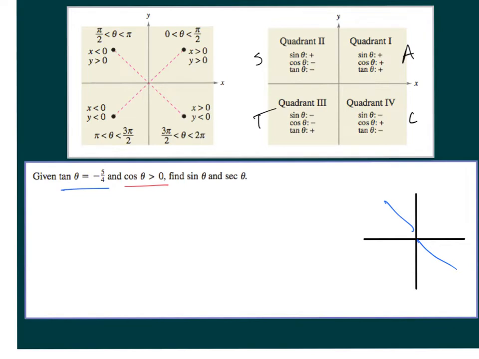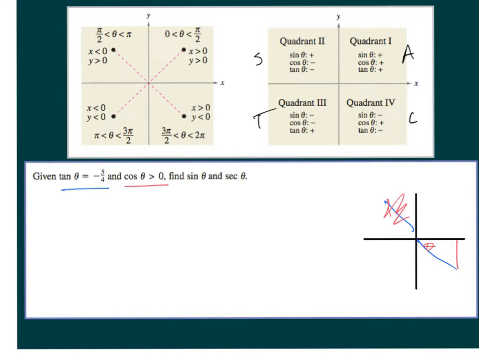So on this one, I have cosine is positive. So what two quadrants tell me cosine is positive? 1 and 4. So guess where I'm drawing it? I'm drawing it in 4. I'm not using this one anymore. So this is where I'm going to draw my triangle. You see how we did that?